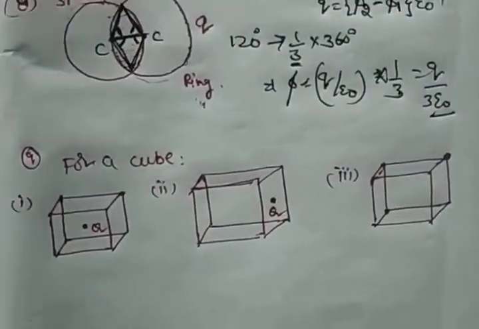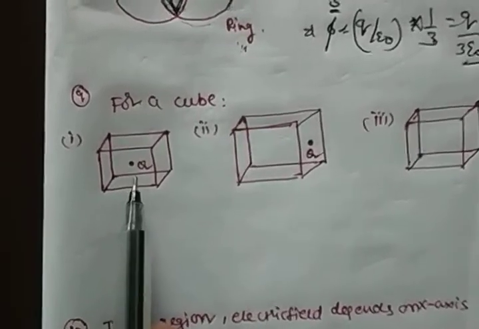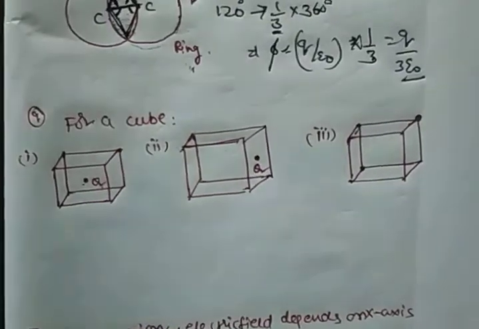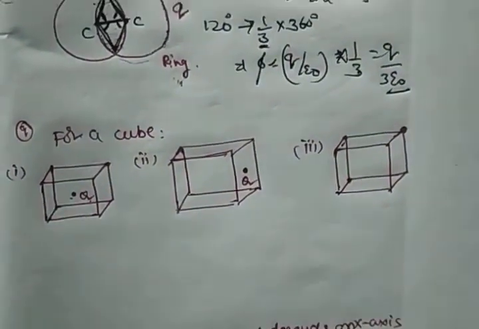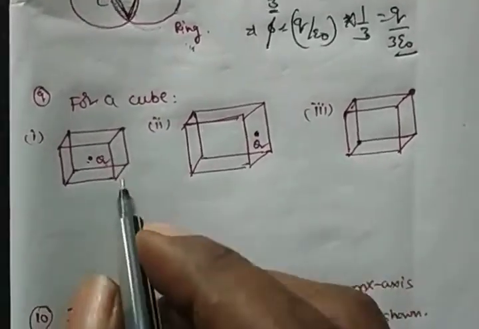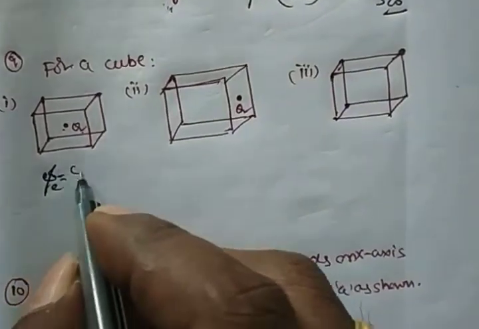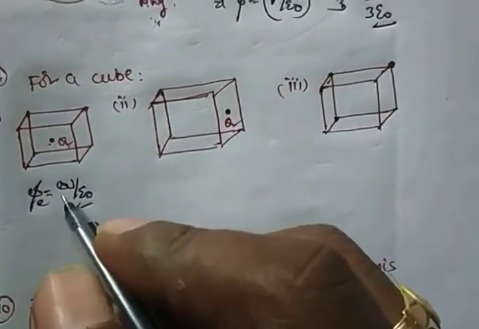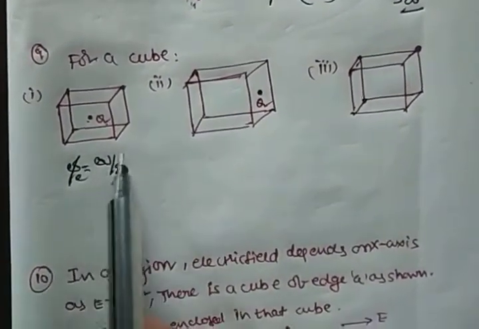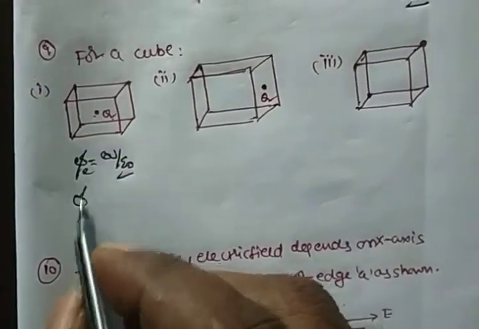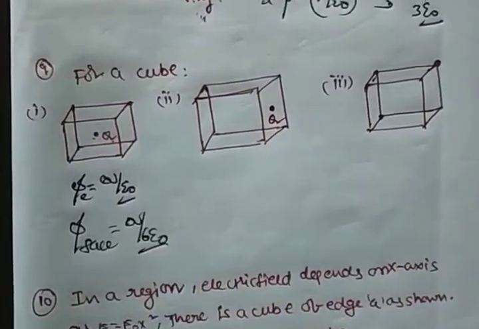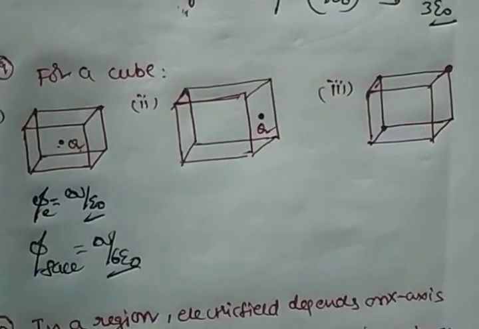Next, for a cube, if a charge is present at the center of the cube, how much flux will come through the total cube? The charge present inside the cube is Q, so phi equals Q by epsilon naught. For each face, how many faces are there? 6 faces are there. So the flux passing through each face is Q by 6 epsilon naught.